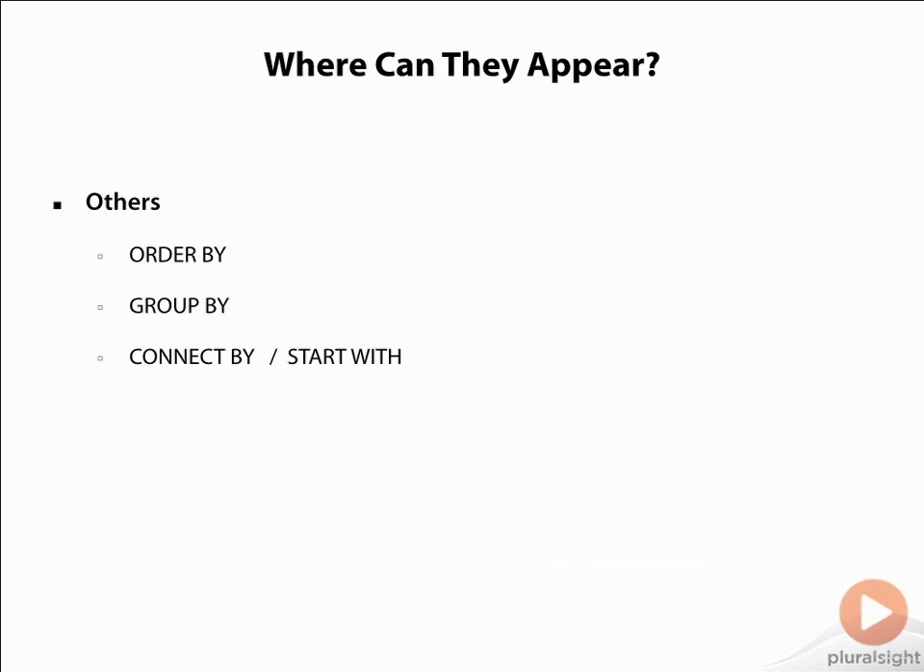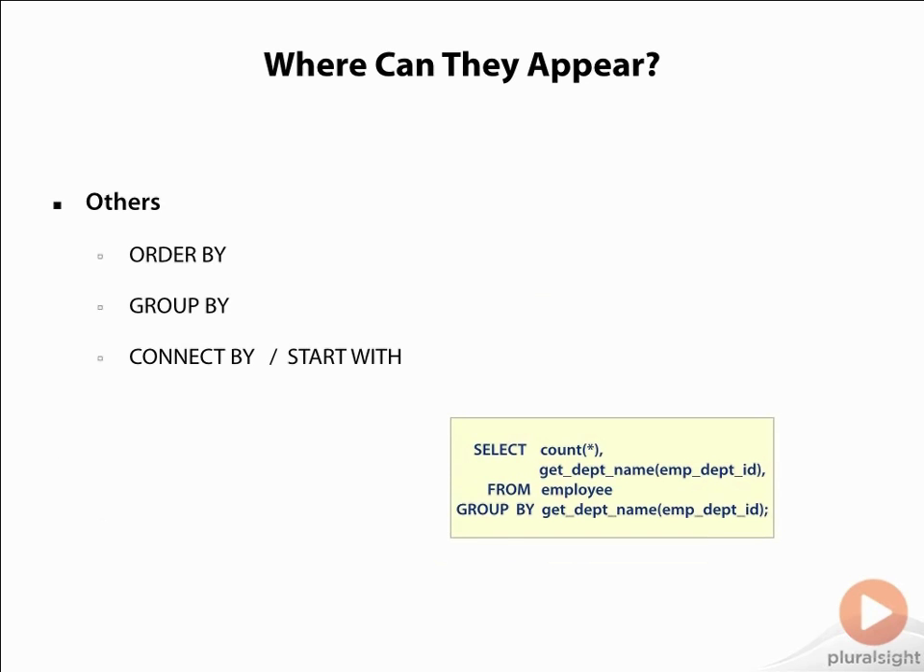Some other places they can appear are in the order by, group by, connect by, and start with clauses. For example, here we are seeing it used in the group by clause, where we are getting the count of employees and the department name returned by the getDeptName function, taking an empdeptid from the employee table and grouping it by the return value of the function.